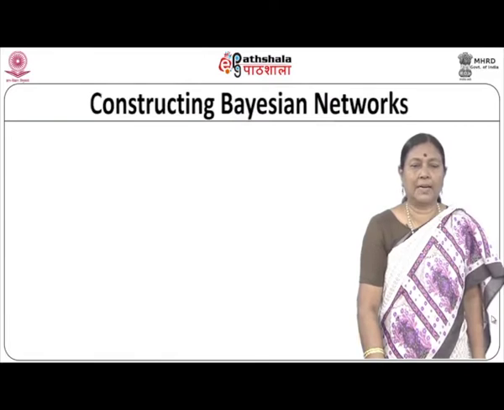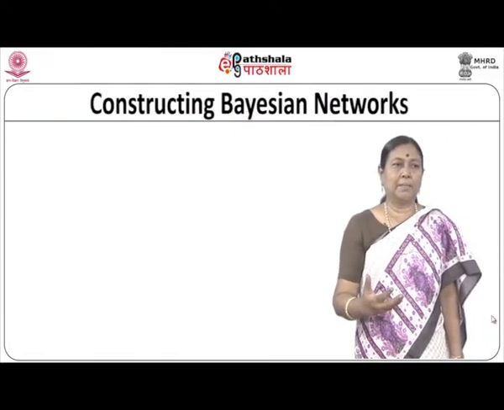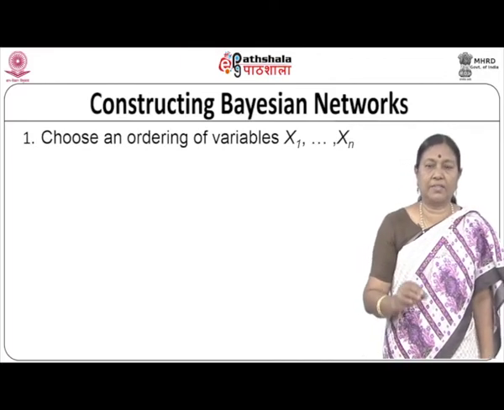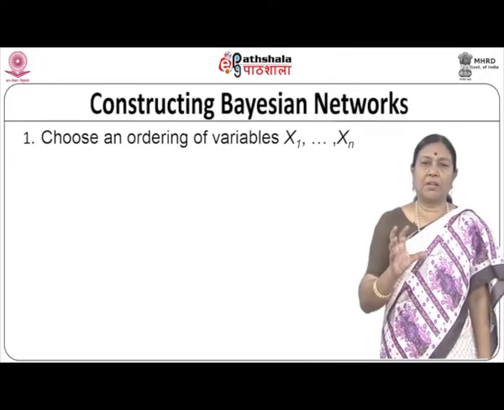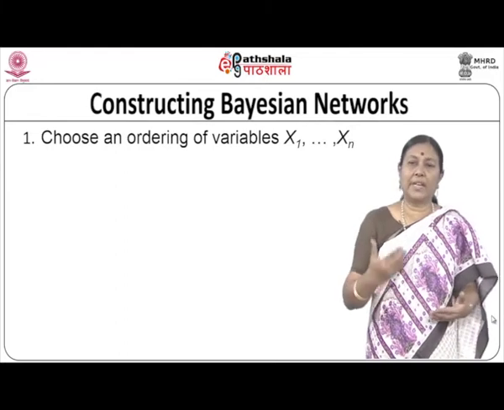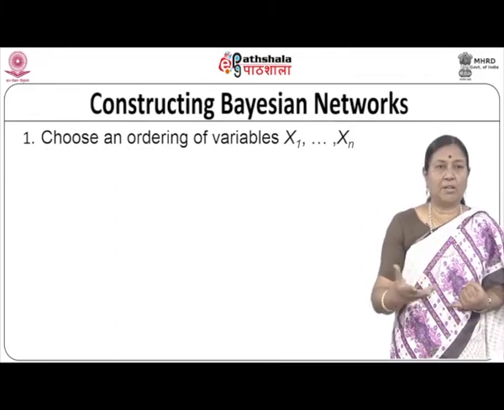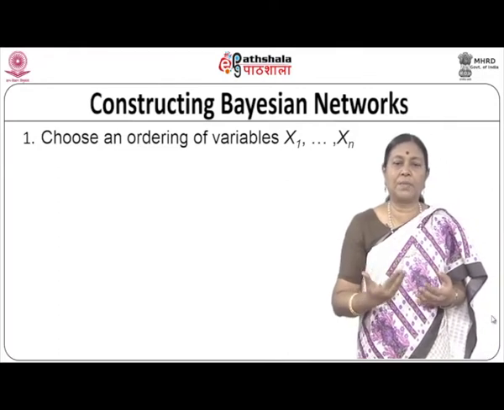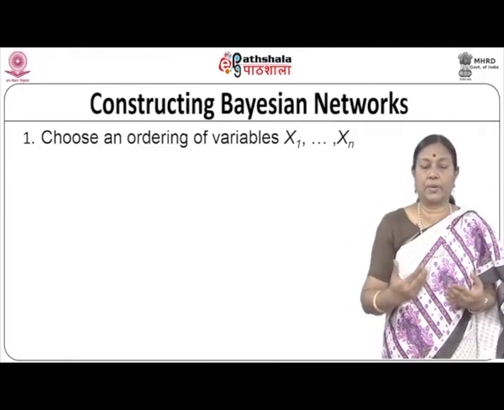So, let us now look at how to construct Bayesian networks. In constructing a Bayesian network, the first step is you have to choose an ordering of the variables. So, what are the variables you are going to consider and what is the ordering of the variables? What do we mean by ordering of the variables? Which is dependent on which? So, let us assume that we are choosing the variables x1 to xn.